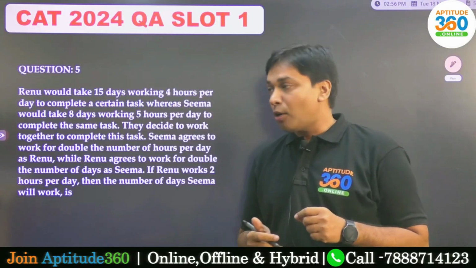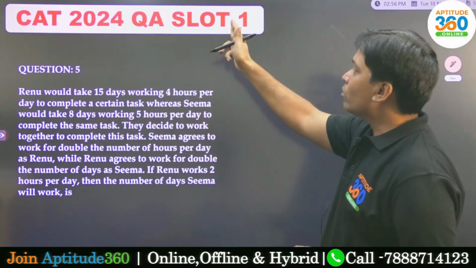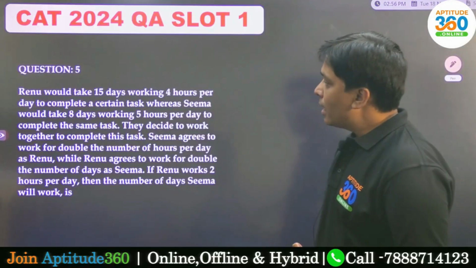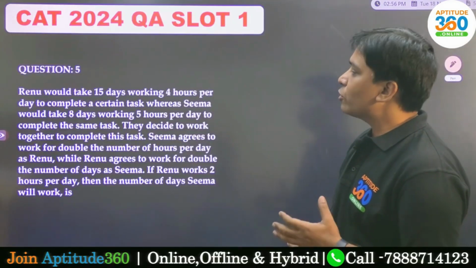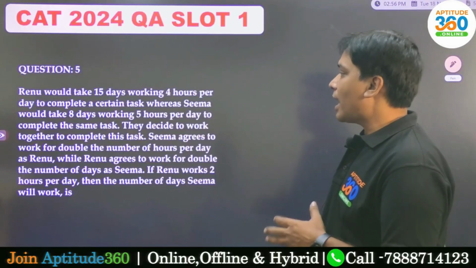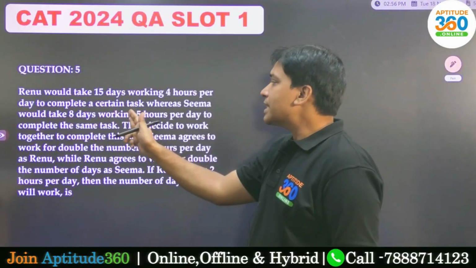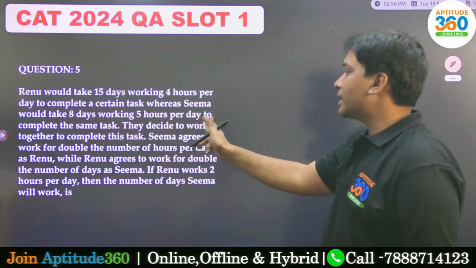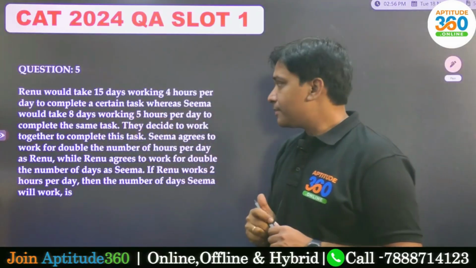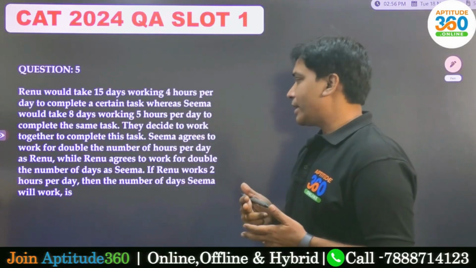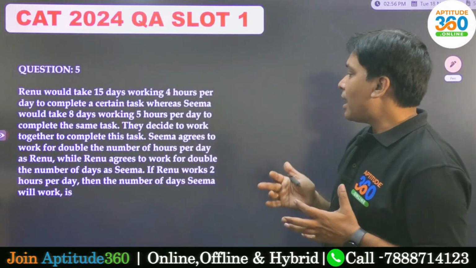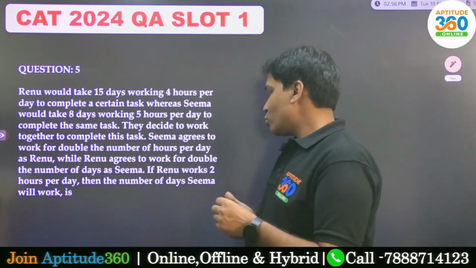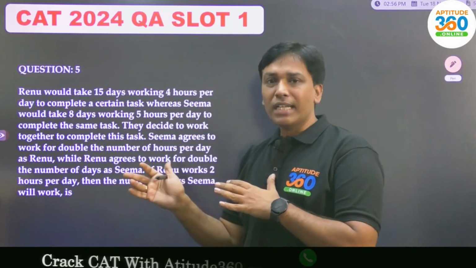Let us read this problem. It was asked in CAT 2024, slot 1. It was from the time and work topic. This problem says that Renu would take 15 days working 4 hours per day to complete a certain task, whereas Seema would take 8 days working 5 hours per day to complete the same task. They decide to work together to complete this task. Seema agrees to work for double the number of hours per day as Renu, while Renu agrees to work for double the number. So it is getting confusing, right?